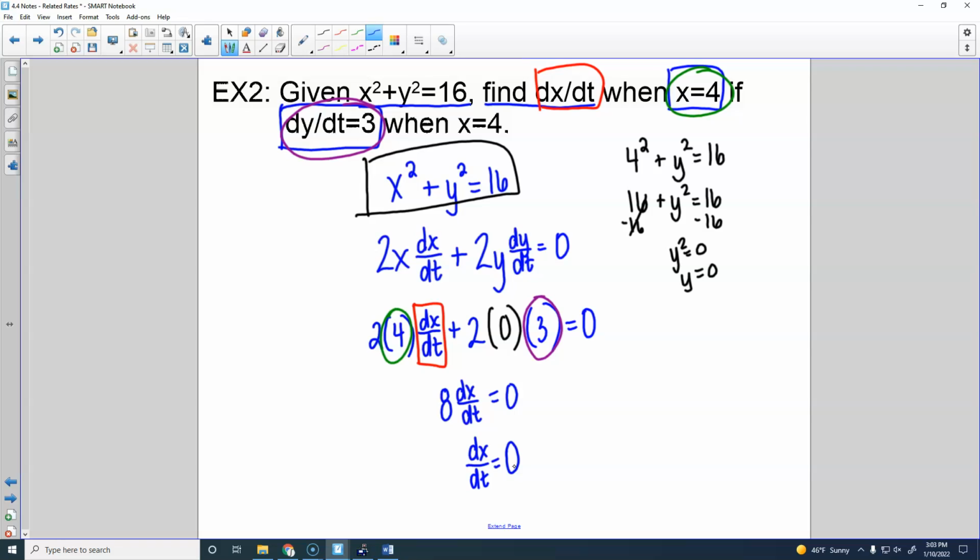I do not like it when answers like that end up being 0. We should say when x equals 4. Because this would be different if we were looking at like when x equals 3. Right? Because we'd have different numbers that we plug in.